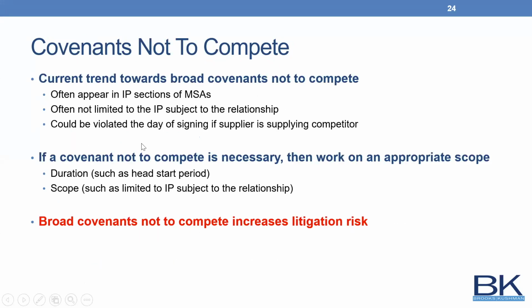And this one, real quickly, we're running out of time. Covenants not to compete. You see this more and more often as part of the modern trend in the IP sections of MSAs and other governing agreements between parties that there's a broad-ranging covenant not to compete. And we've seen it where it's not limited to IP. Sometimes it's not limited to the products that are being supplied under the agreement. It just very broadly states that you're not going to compete with me.